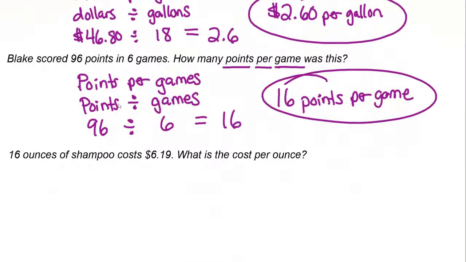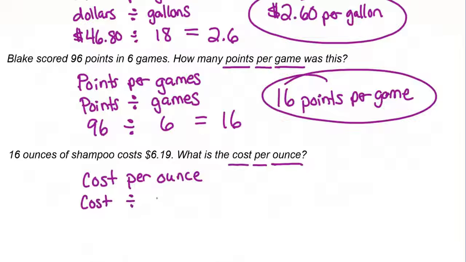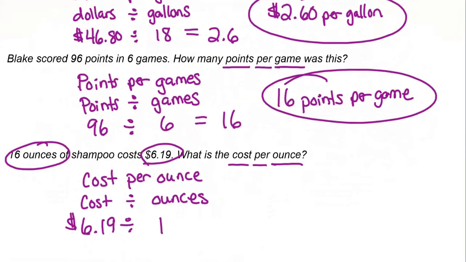And the last one, 16 ounces of shampoo cost $6.19. What is the cost per ounce? So again, I'm looking for cost per ounce. That's the unit rate that I'm trying to find. So that's what I'm going to start with, the words cost per ounce. That means I'm going to take the cost of the shampoo divided by the number of ounces that I get. And the cost was $6.19. And I'm going to divide that by the number of ounces that I get, which is 16.